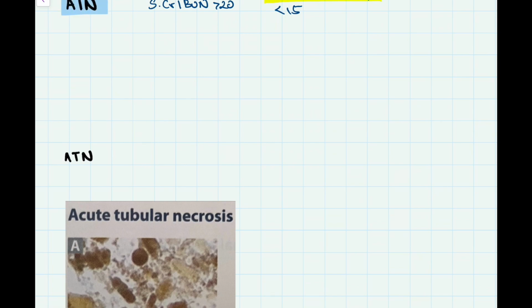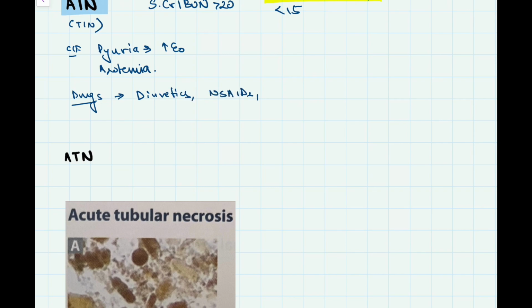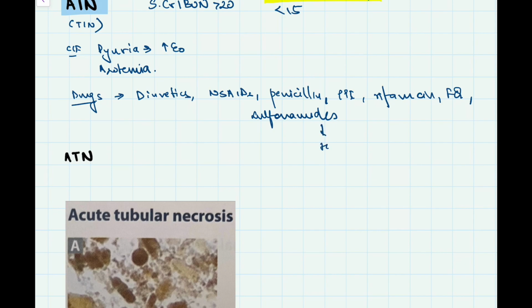First is acute interstitial nephritis, which is also called tubulointerstitial nephritis. So here what happens is that there is inflammation of the renal interstitium, as the name suggests, and the patient presents with pyuria, right, especially with increased eosinophils, and azotemia. It is usually seen with drugs like diuretics, NSAIDs, penicillin derivatives, proton pump inhibitors, rifampicin, quinolones and sulfonamides. So what happens is that these drugs act as antigenic haptens and they induce a hypersensitivity reaction leading to acute interstitial nephritis, right?